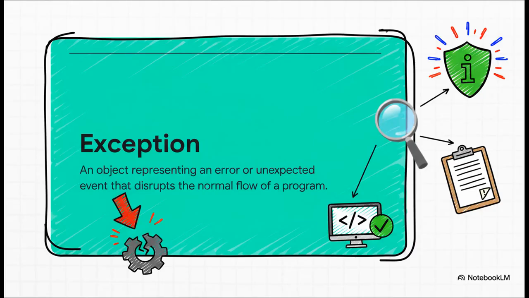So, what's the magic tool that lets us do this? It's something called an exception. You can think of it as a formal SOS signal. When something weird happens, the program doesn't just crash and burn. Instead, it creates this little object, this exception, that holds all the information about what went wrong. It's the foundation of this whole emergency response system.